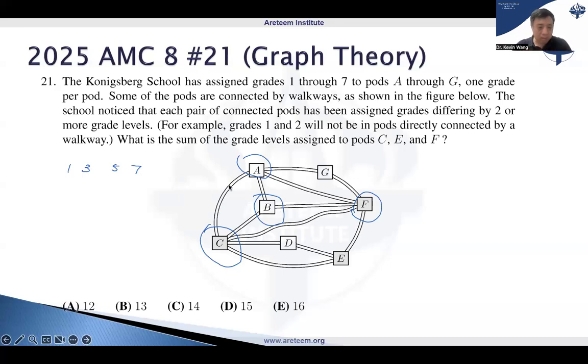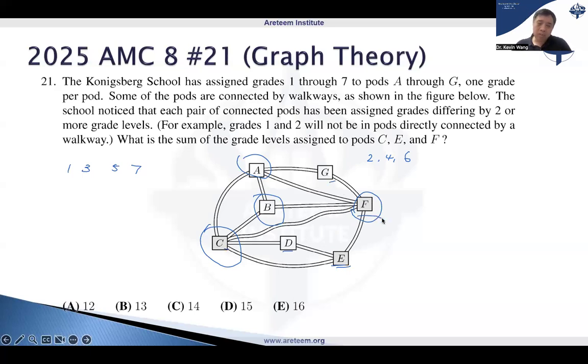Then the remaining three, D, E, and G, have to be 2, 4, and 6. Those are the two groups of numbers. Now let's take a look at the connections between the two groups. You see that pods D and E are connected with C, and pods E and G are connected with F.